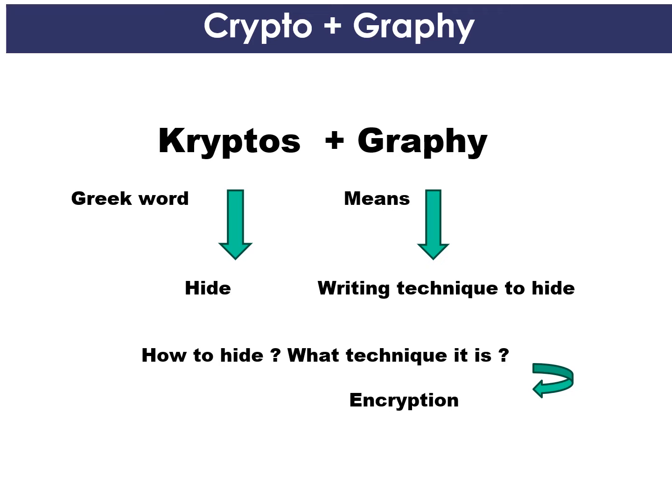Let's start with the word cryptography. This word is made from two words. The crypto word is derived from the Greek word cryptos, and graphy is the art or technique, you can say, to hide the information. Now let's talk about how to hide the information, or what method or technology you can use to hide this information. In simple words, the answer is encryption.